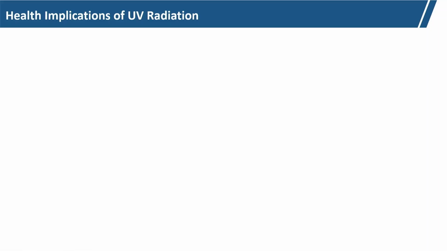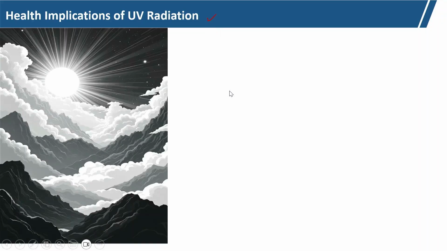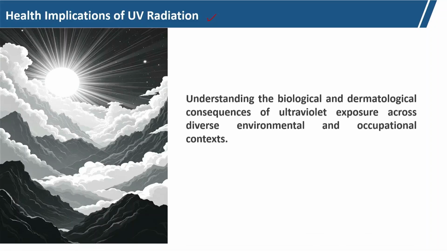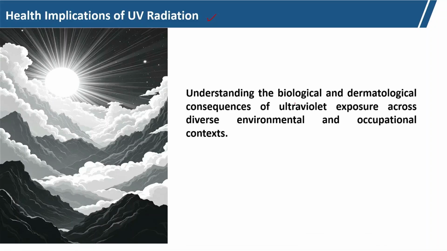So, health implications of UV radiation. Let us see what are the different types of health implications. Understanding the biological and dermatological consequences of UV exposure across diverse environmental and occupational contexts is very important. If we understand these consequences, then we can protect ourselves, and we can actually develop our clothing.